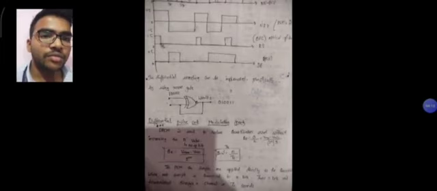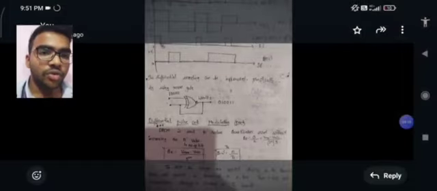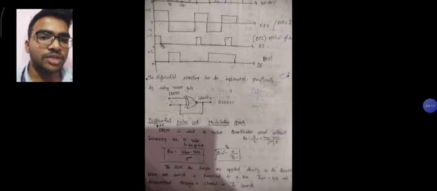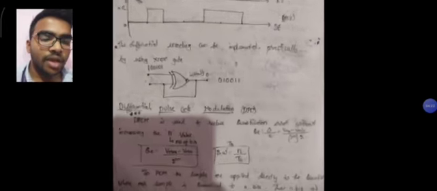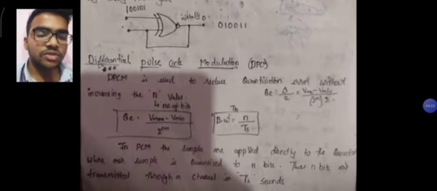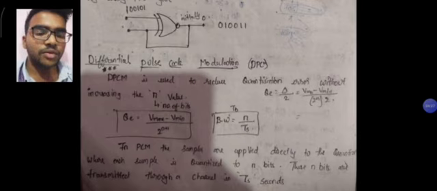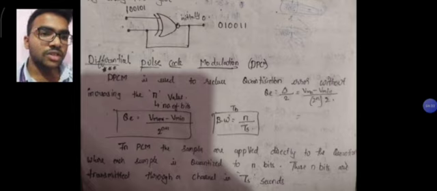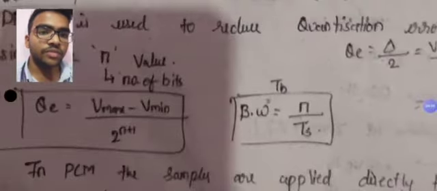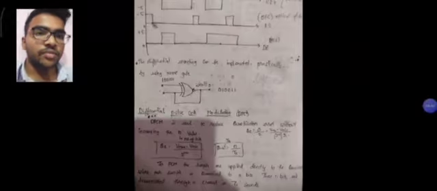The main reason we go from PCM to DPCM is to reduce the quantization error without increasing the number of bits. As we all know, quantization error is equal to (Vmax minus Vmin) divided by 2 power n plus 1. To decrease the quantization error, we should increase n. But if we increase n, the bandwidth also increases. So what we do is decrease the amplitude. How?